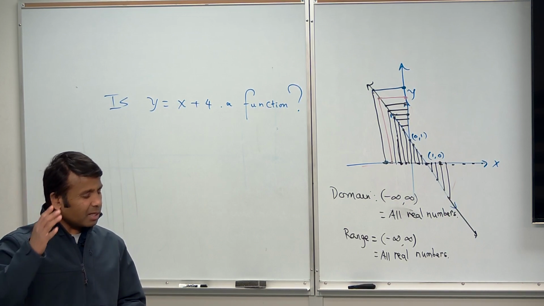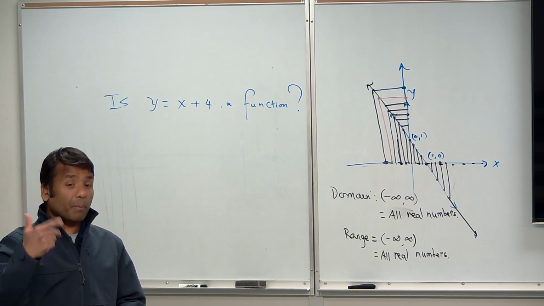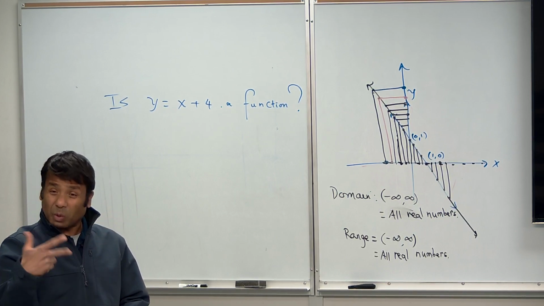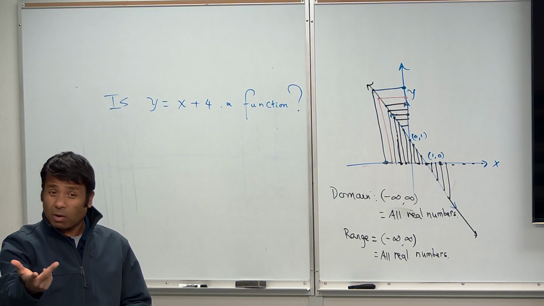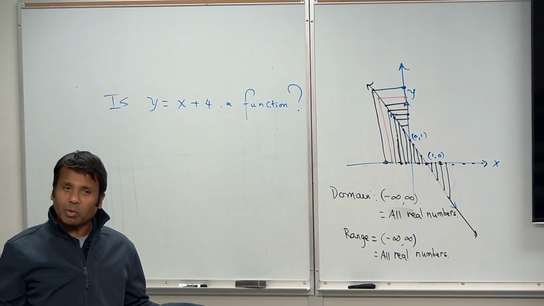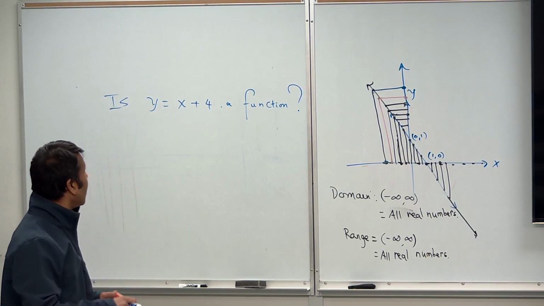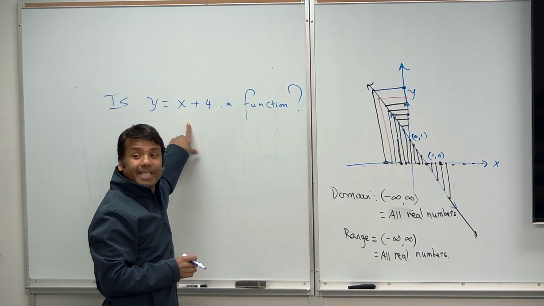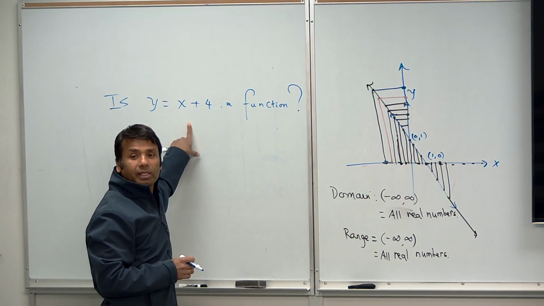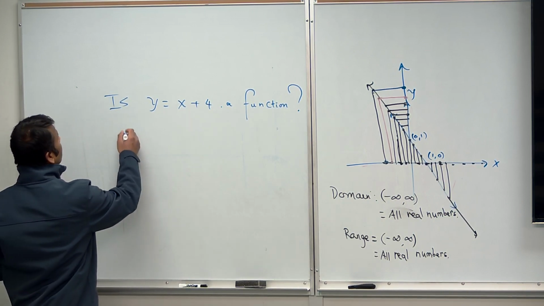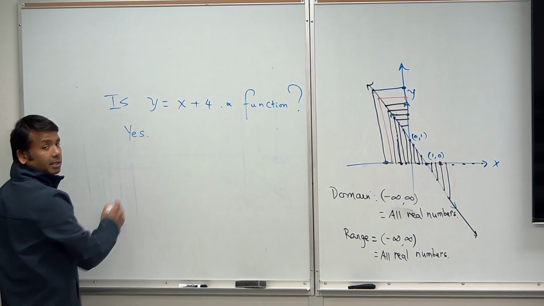You just like to think, hey, you come up with values of x, you plug in there. Does it produce 2 values of y or more than 1 value of y? No, right? You see what I'm talking? So that's why for every x value, there is exactly 1 y value. So that's why the answer is yes.